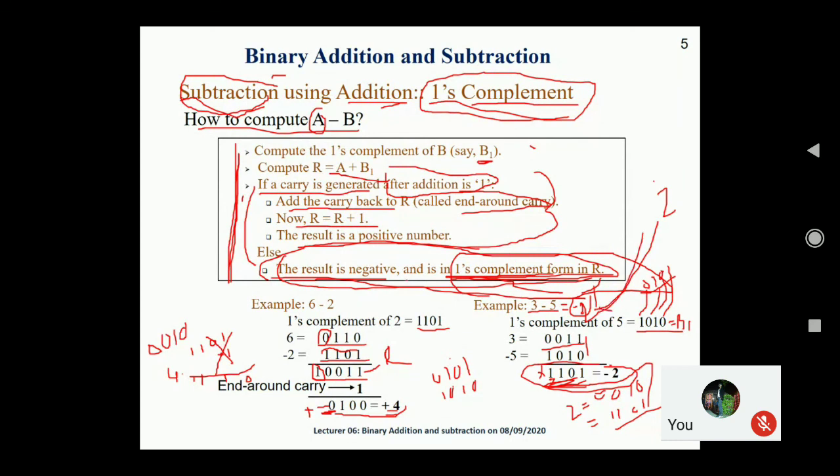So for that way we are writing here is in ones complement form in R. Okay? Yes.